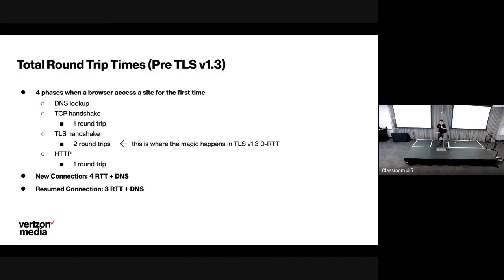So first, some background information if you're not too familiar with the round trips prior to 1.3. There are about 4 phases of accessing a website. The first phase is a DNS lookup, then the TCP handshake, which takes about 1 round trip, and then the TLS will take 2 round trips, and this is where the 1.3 0-RTT will have its magic happen. And then the HTTP takes another round trip. So in total, we have 4 round trips for a new connection plus the DNS, and 3 round trips for a resumed connection plus the DNS.